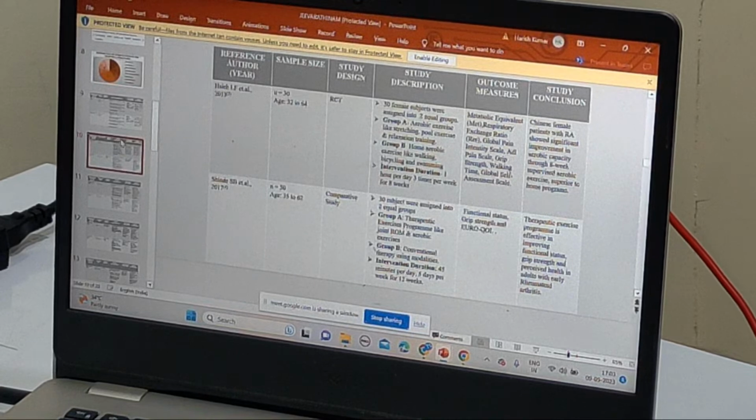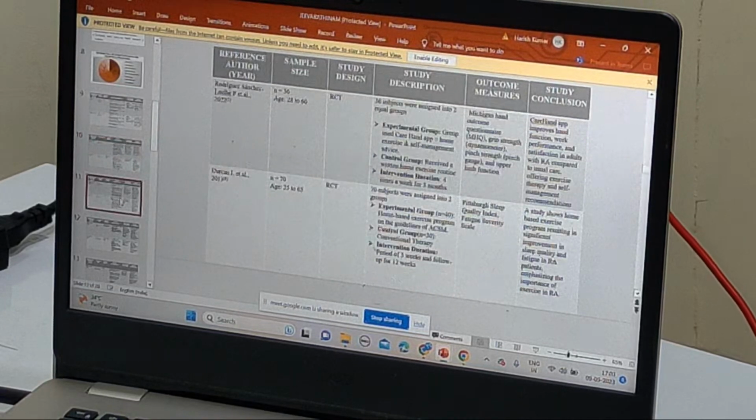In 2017, Shinde and others divided 30 adults aged 35 to 62 with early RA into two groups. Group A had therapeutic exercise like range of motion and aerobic exercise. Group B had conventional therapy. After 12 weeks, the therapeutic exercise program proved effective in improving functional status, grip strength, and perceived health in these patients.